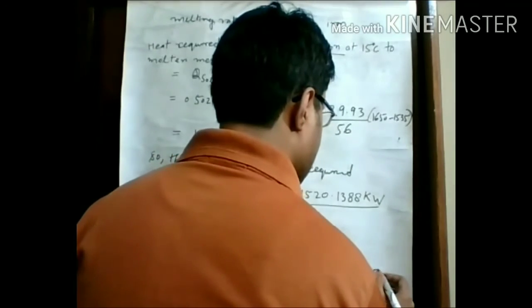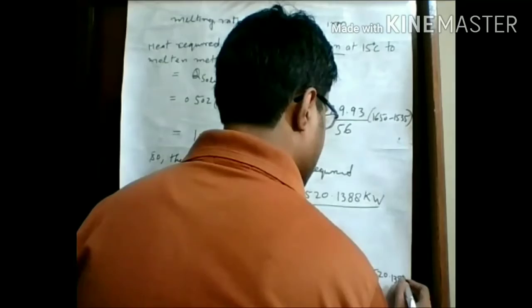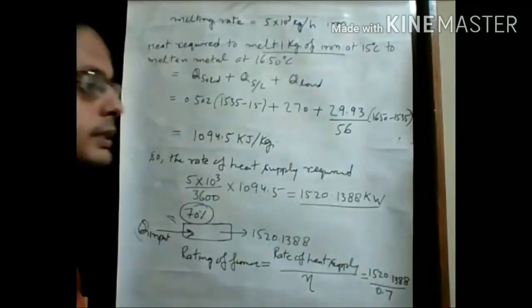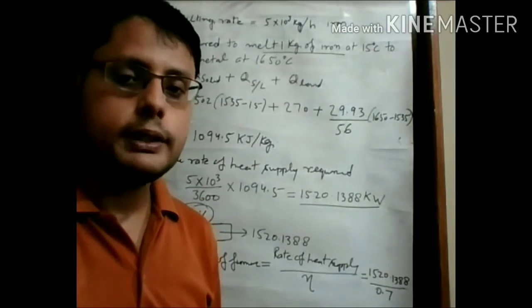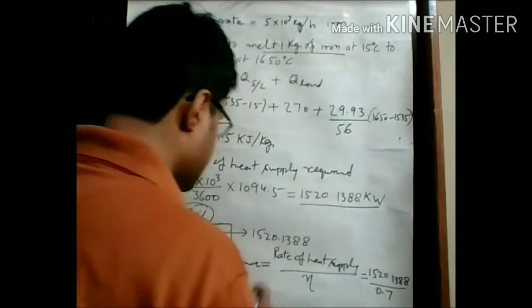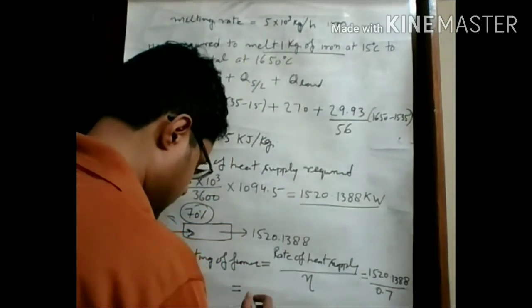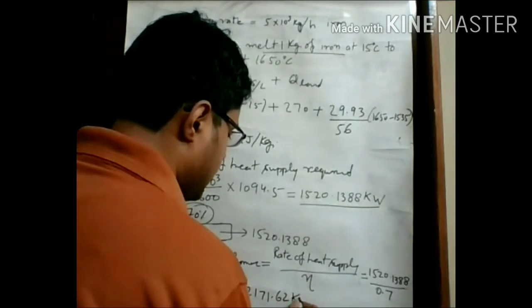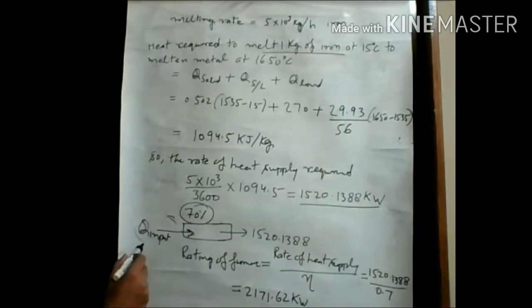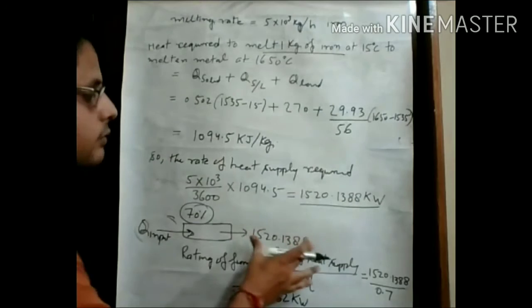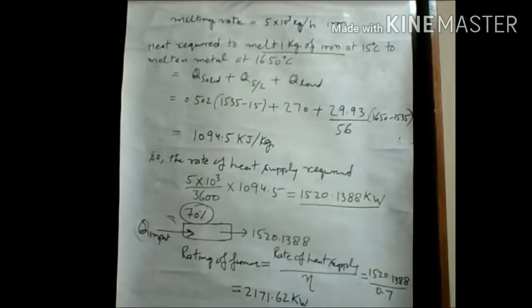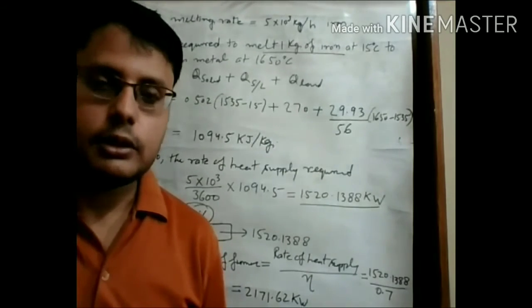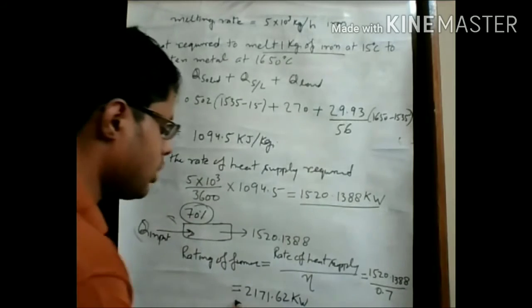So what is the rate of heat supply? That is 1520.1388 divided by the efficiency, 0.7. 70% means the efficiency is 0.7. If we calculate this value, the rating of the furnace is 2171.62 kilowatt. That means if we supply 2171.62 kilowatt, then we get the actual amount of heat required to convert this iron block from solid into liquid state. So this is the rating of the furnace.